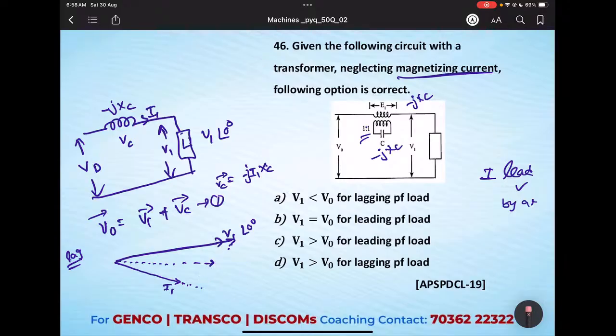We'll redraw the circuit once. This will be VC, and this will be V0. It will be around near 90 degrees. From this you can say that the V1 magnitude is more than V0 for lagging power factor.